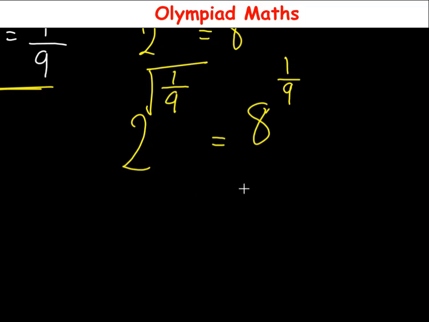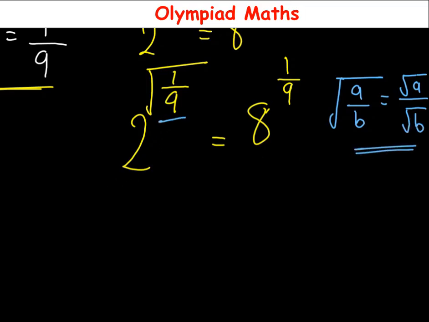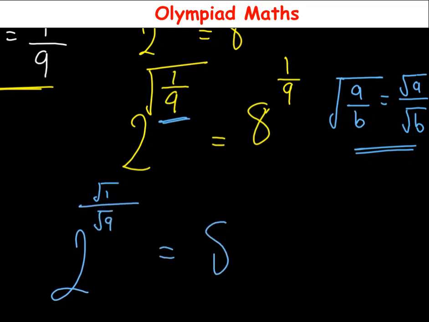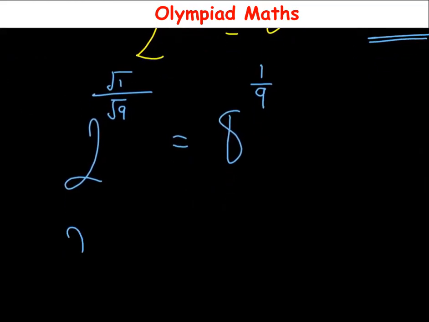Now with this, there is a rule that we're going to apply, and the rule is this. If we have root of a over b, this is equal to root a over root b. So applying this rule to this power right here, we have 2 raised to power root 1 over root 9 is equal to 8 raised to power 1 over 9. So with this, 2 raised to power root 1, which is 1, over root 9, which is 3, equals 8 raised to power 1 over 9. Is it equal?